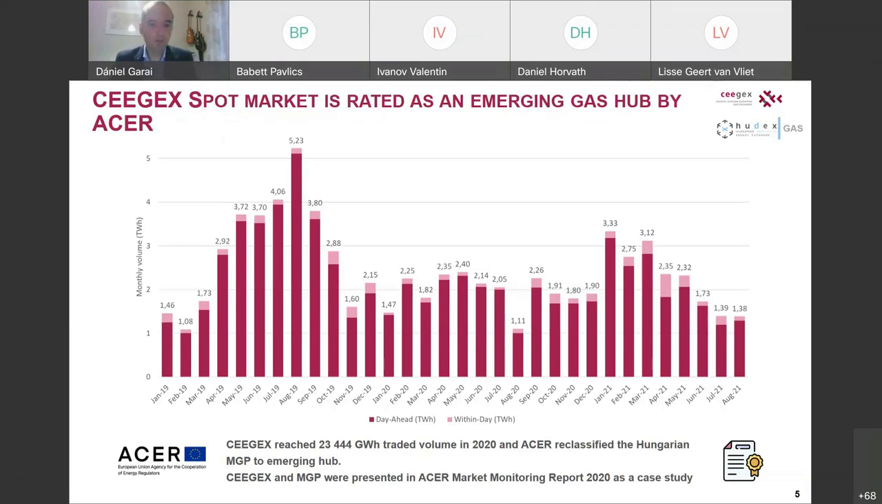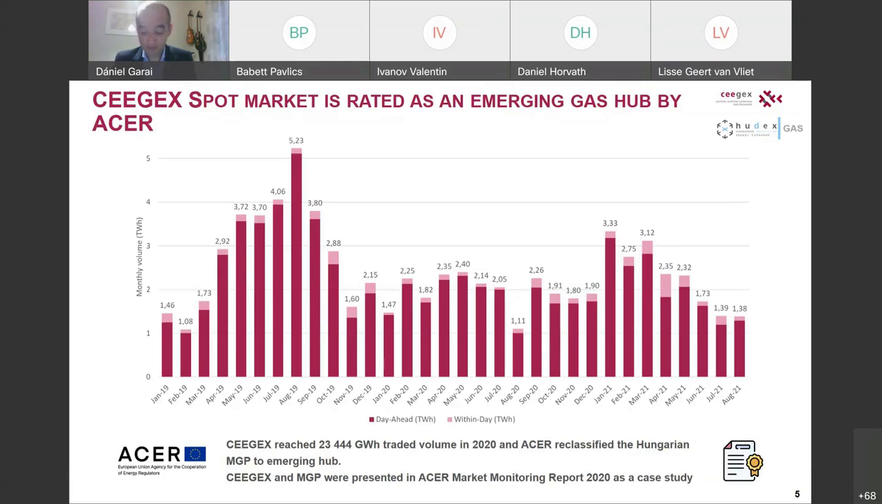One more maybe important element, and this is also a moment to talk about that. We have on the CEEGEX the day-ahead market and the within-day products or within-day market. Roughly 90% of our traded volume is in day-ahead products, and then 10% is in the within-day products.